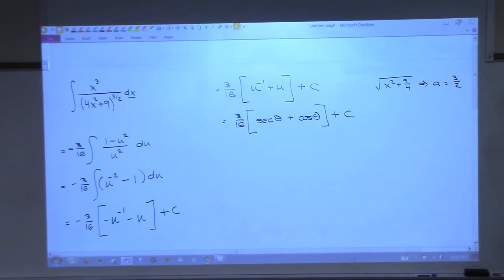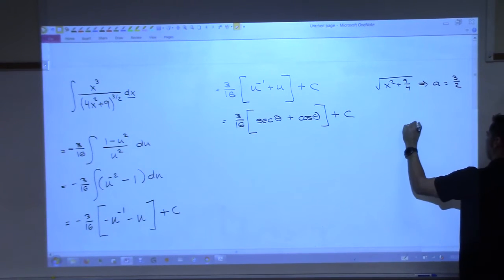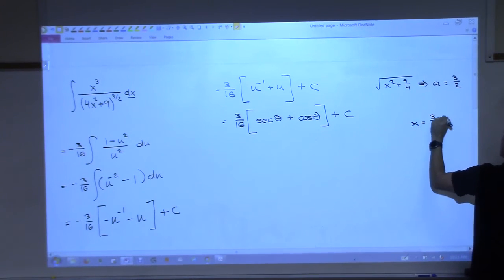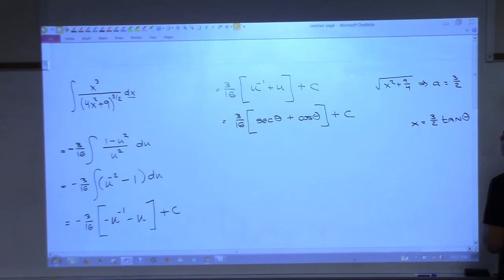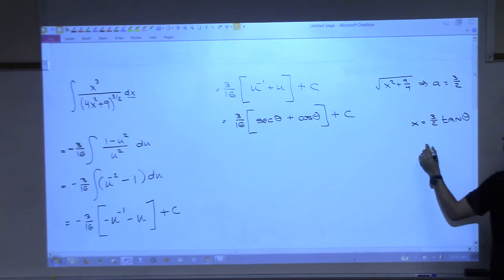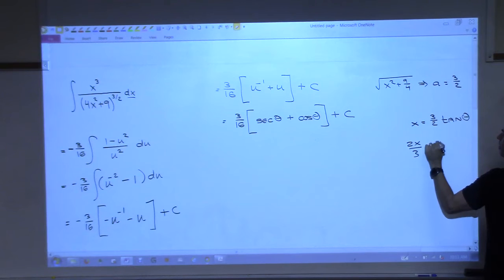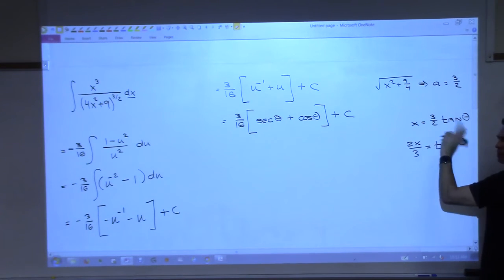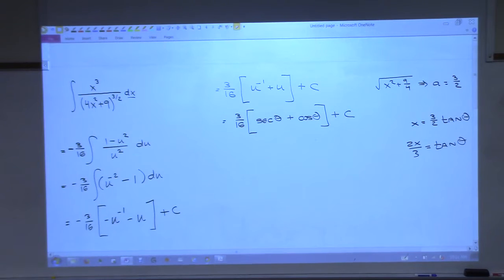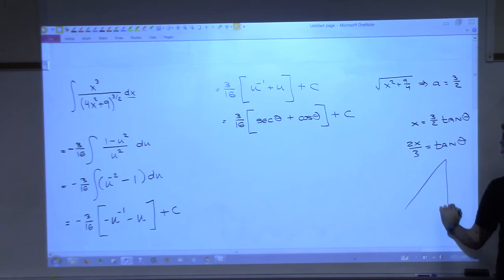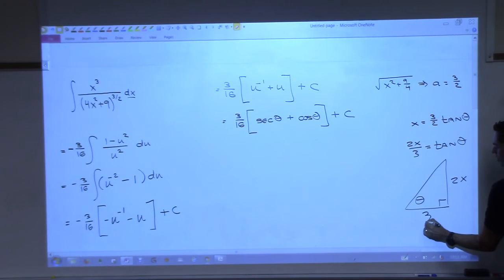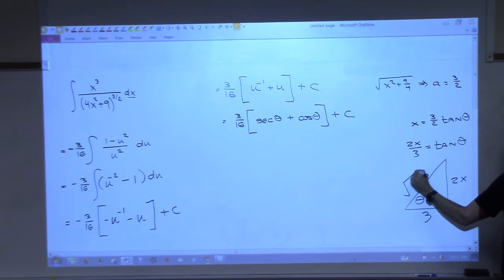All right, so I go back to my original substitution, which was something like x was 3/2 tan theta, right? That seems kind of weird, but just multiply both sides by 2/3. And you get 2x over 3 is tan theta. Right? That's what would happen if I multiply both sides by 2 and divide by 3. And then my triangle, theta's here. Tangent is opposite over adjacent. And then this side, hey, check it out. 4x squared plus 9. Our good old buddy from the beginning, right?